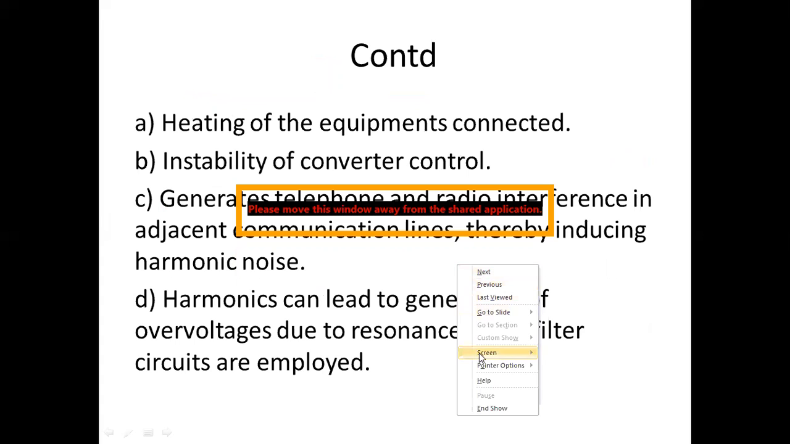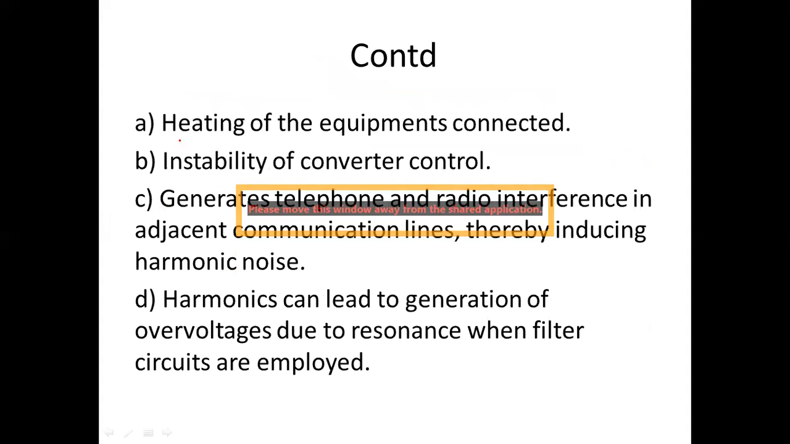So what are the adverse effects that we see here? The first adverse effect is heating of connected equipment. The connected equipment will heat up due to the harmonic current. There are a lot of sources of harmonics, but here we are discussing the converter as the source generating the harmonics. Another effect is instability of converter control. If harmonics are prolonged, then the stability of the converter will also become problematic.